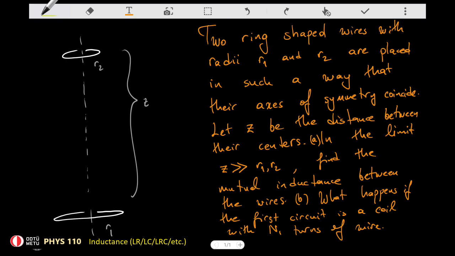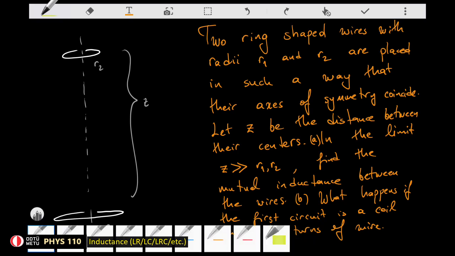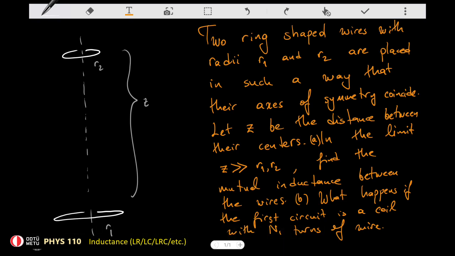In part B, I'm just going to describe what happens if the first wire is not a single wire, but contains some number of turns of wire. As a result, we will logically say that, in that case, the mutual inductance would increase by that amount. But in any case, let's go ahead with this. So how do I solve this problem? This is what I'm going to do.